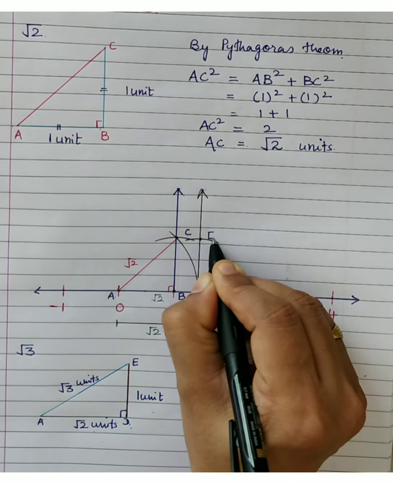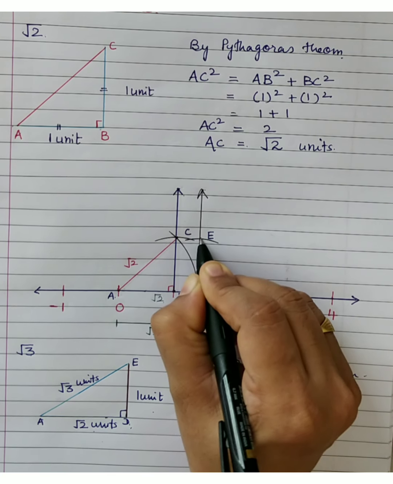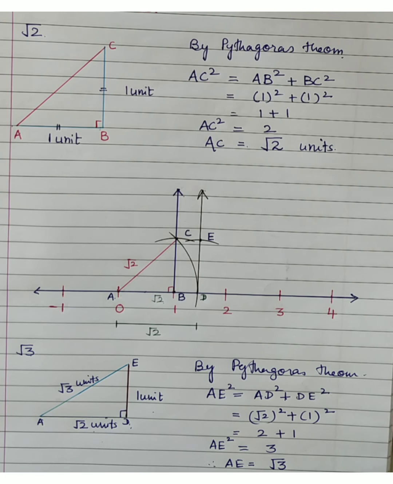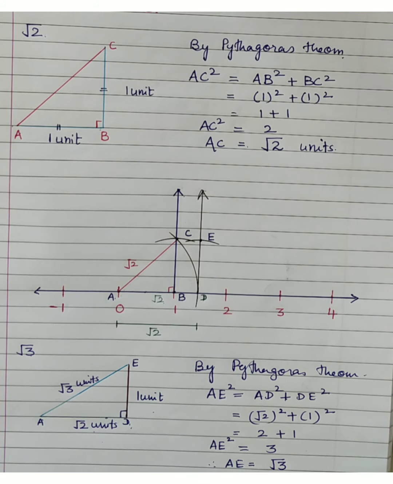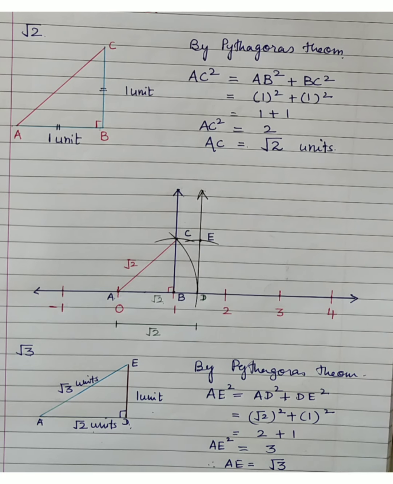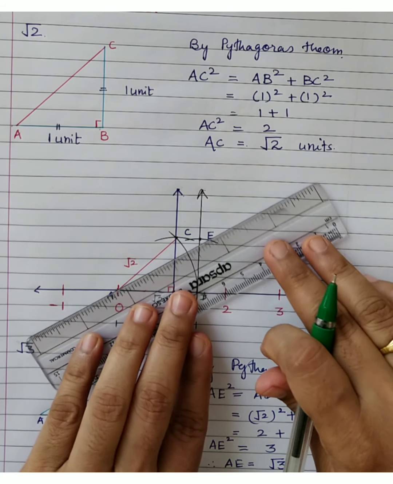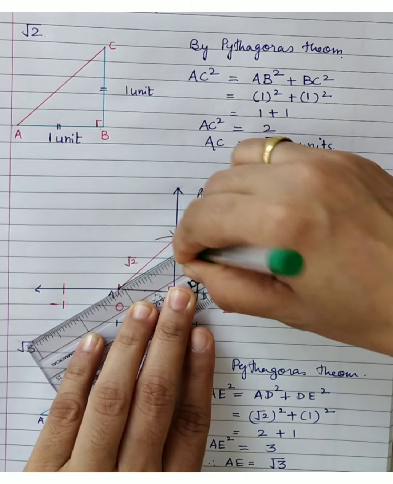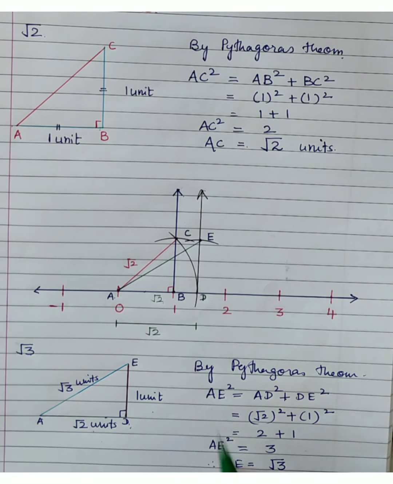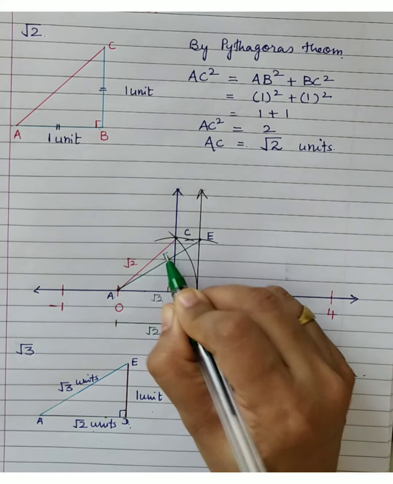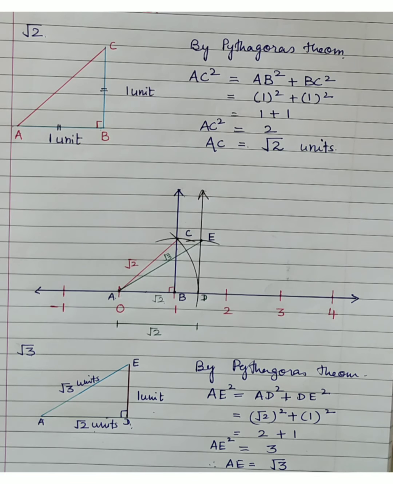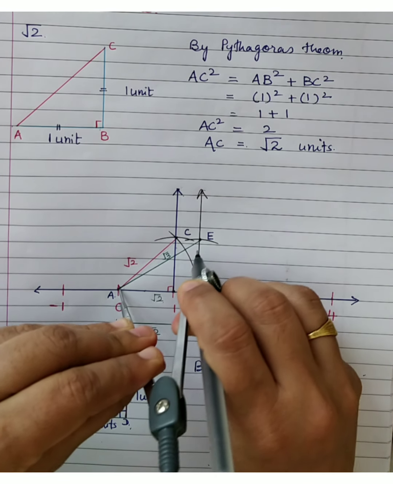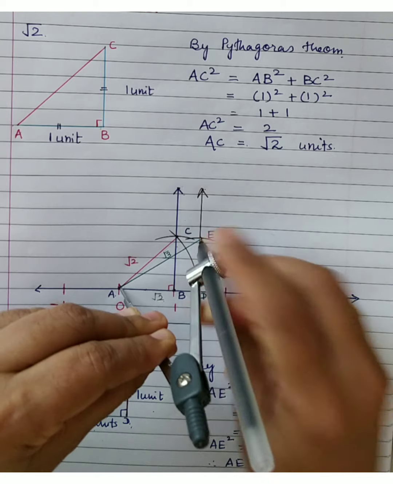Always you need to mark that point. This is the first rule of any construction. E is marked over here, right? So if you join, I'll use green, AE. This is the length root 3, and again we will take A as a center and cut an arc of measure AE, right?